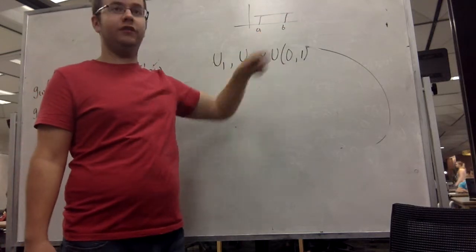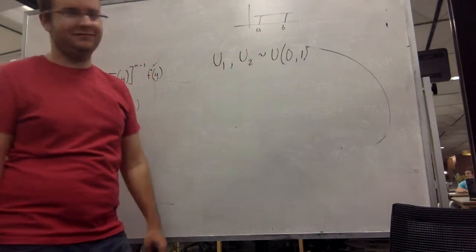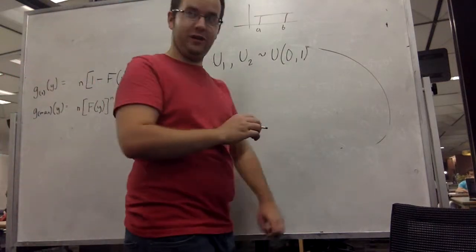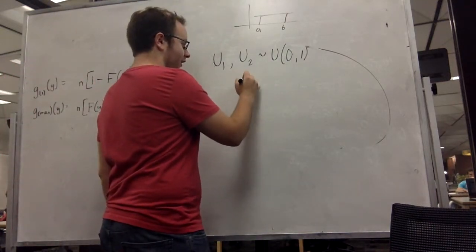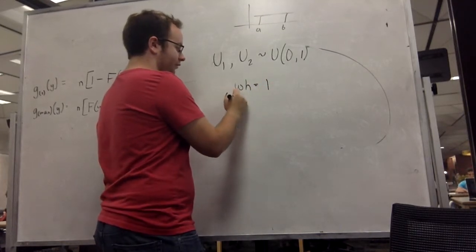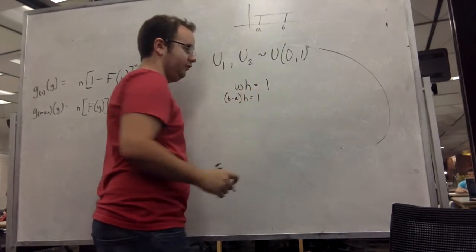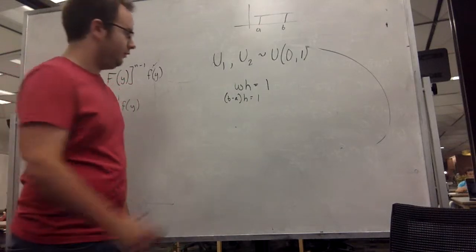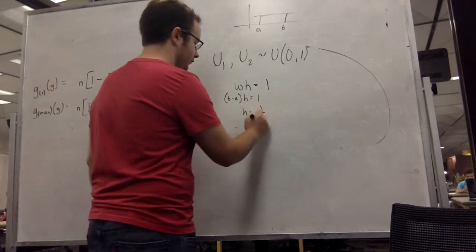What should the height be so that the total area is 1? This is basic geometry. Width times height is going to equal 1. We know the width is B minus A. So what should the height be so that this equals 1? Solve for H. What would you get? Oh, 1 over B minus A.